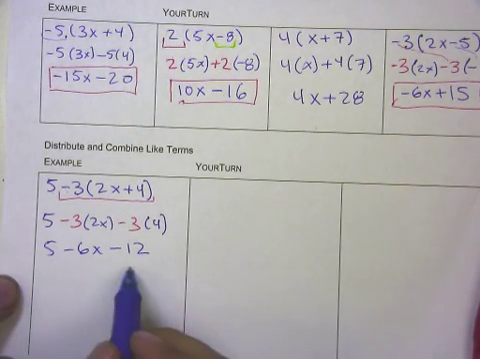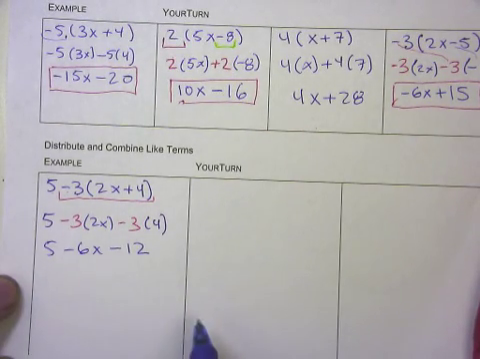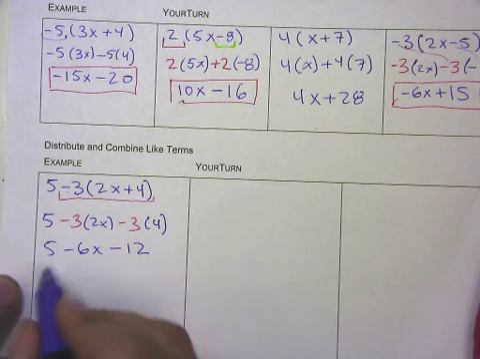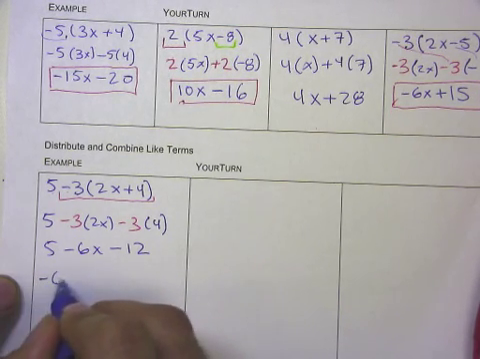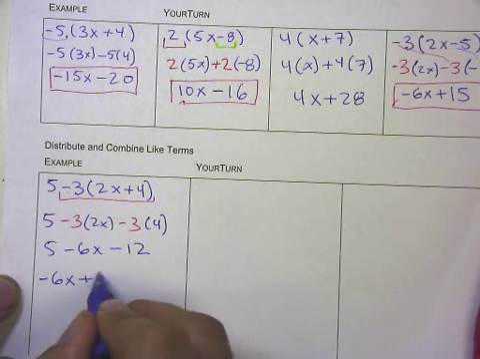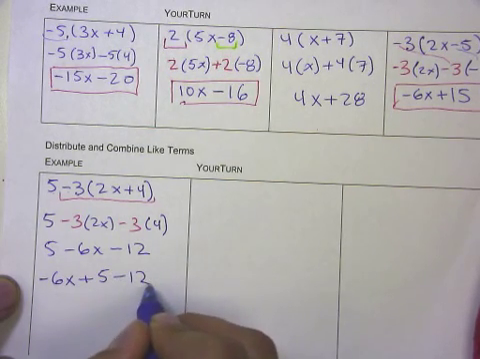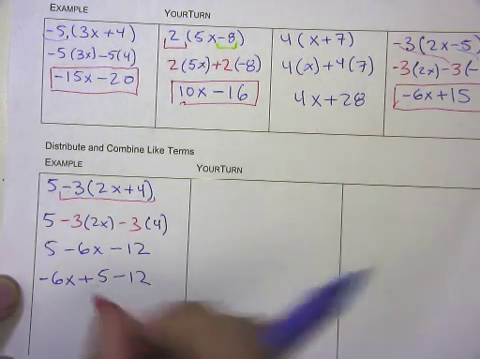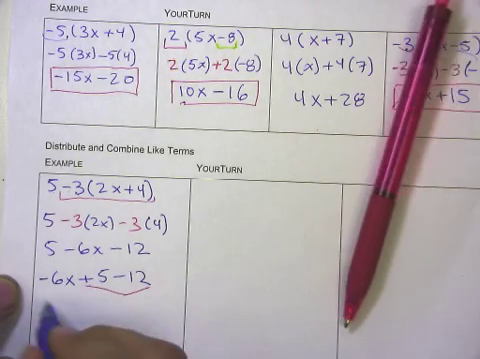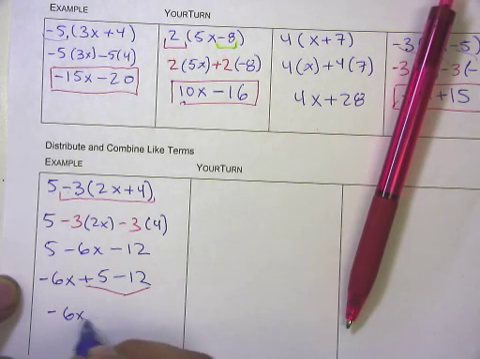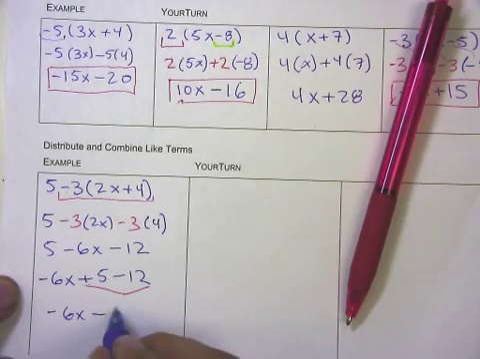Now that we're done with that multiplication step, now we can deal with all the addition subtraction issues we have. So I'm going to reorganize this. I've got the x term first, then a positive 5, then a negative 12. And now I can combine the 5 and the negative 12. I have negative 6x minus 7.